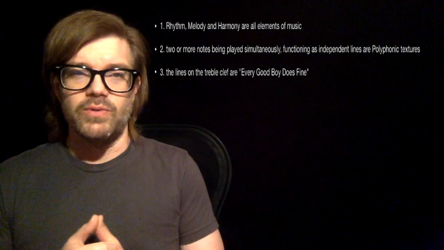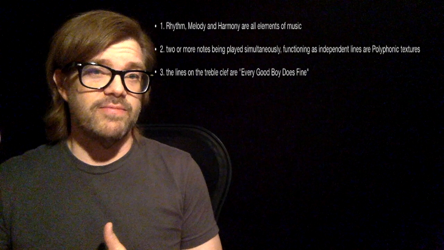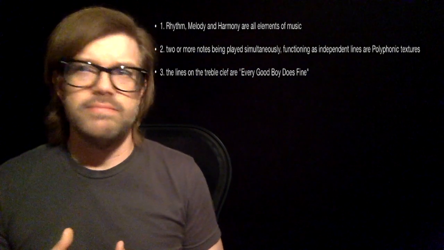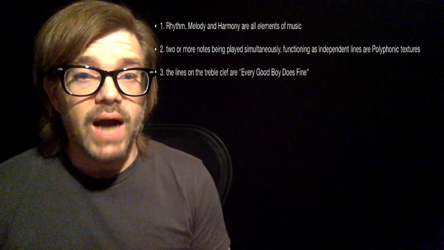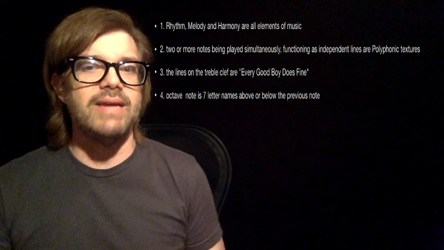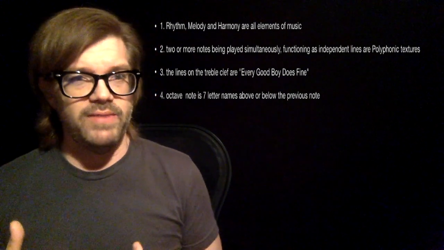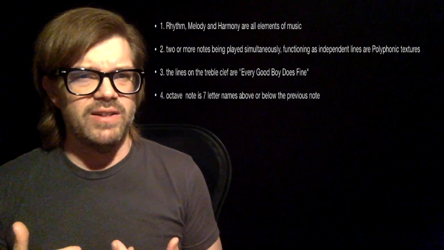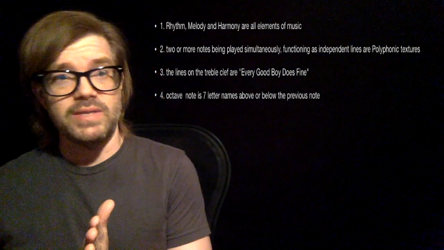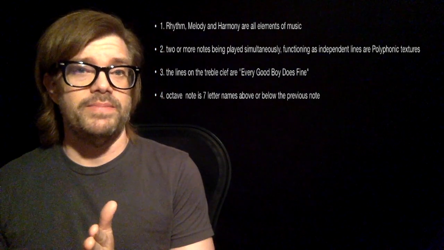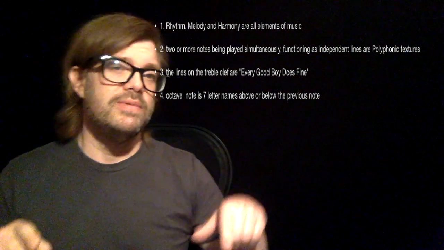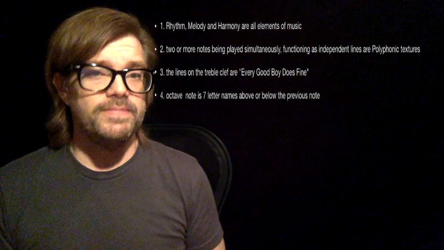Okay, the lines on a treble clef. You can remember them by every good boy does fine. From the bottom to the top, E, G, B, D, F. Okay, octave. An octave is the note 7 letter names above or below the previous note. It's kind of an ugly way of saying that, but we know C, if you go all the way up to the next C, that's an octave up, right? If you have D flat, you go all the way down to the next D flat, that's an octave.